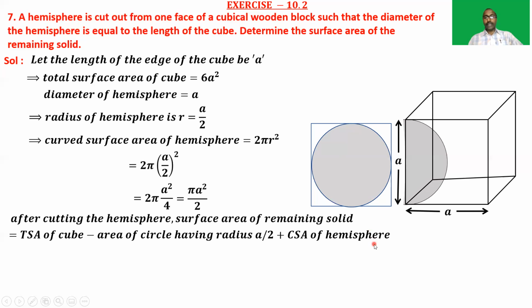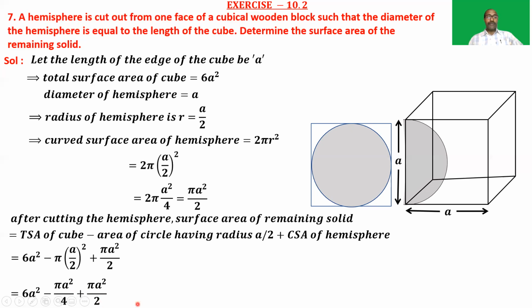Now the total surface area of the cube is 6a², minus the area of the circle having radius a by 2, which is πr², that is π into (a by 2) whole squared, and the curved surface area of the hemisphere, we got πa² by 2. So from this we can write 6a² minus πa² by 4 plus πa² by 2. It is nothing but subtracting 1/4 of πa² from half of πa². So we remain with 1/4 of πa².